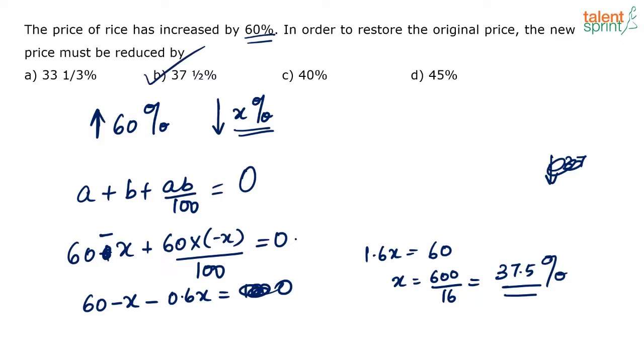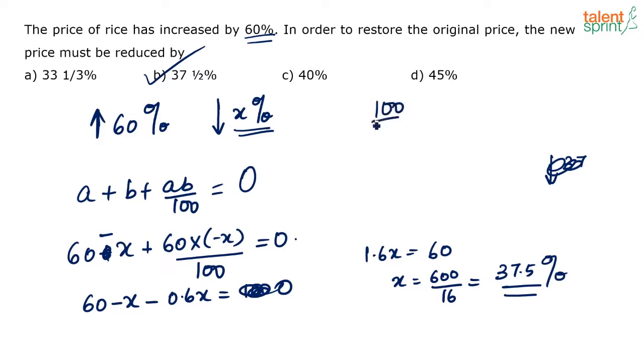I hope it is clear. See, what have they done? The price of rice has increased by 60% and then they reduce it by X percentage so that the net increase is nullified and it comes back to the original price, or the effective change in percentage becomes 0. So I just equate this to 0, put in the values and get the answer. So X is 37.5%, or I can say that there is a decrease of 37.5%.